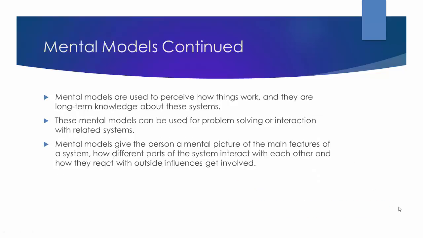Mental models are used to perceive how things work, and they are long-term knowledge about these systems. These mental models can be used for problem solving or interaction with related systems. Mental models give the person a mental picture of the main features of a system, how different parts of the system interact with each other, and how they interact with outside influences.